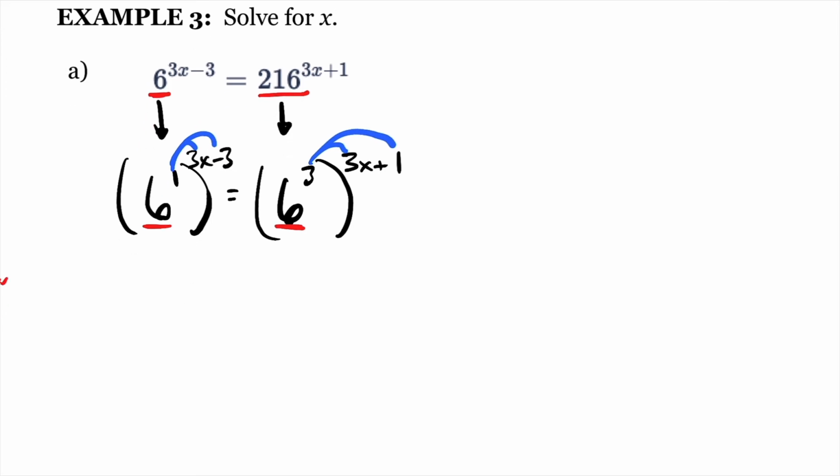Okay. So I'm going to get 6 to the 3x minus 3 when I distribute the 1. And then when I distribute the 3, I'm going to get 6 to the 9x plus 3. Okay, that's step 2.